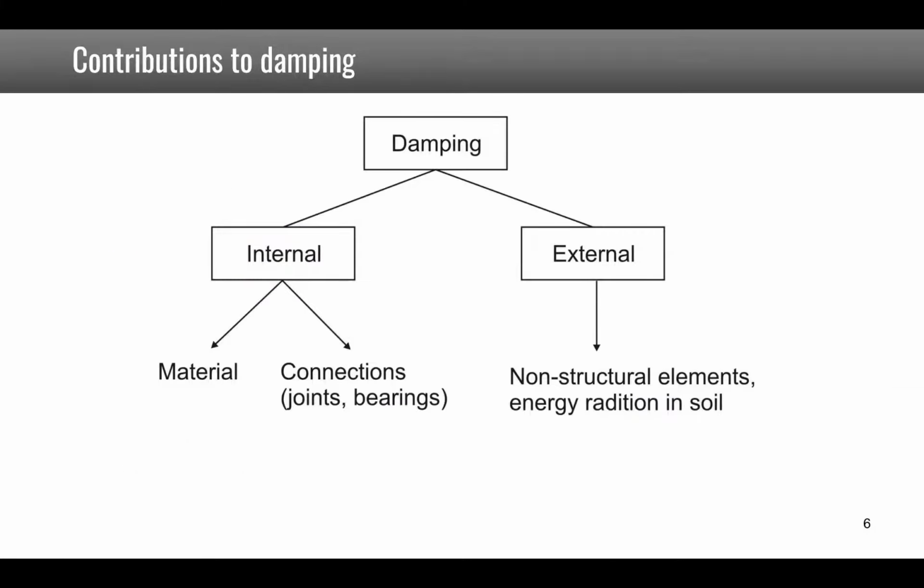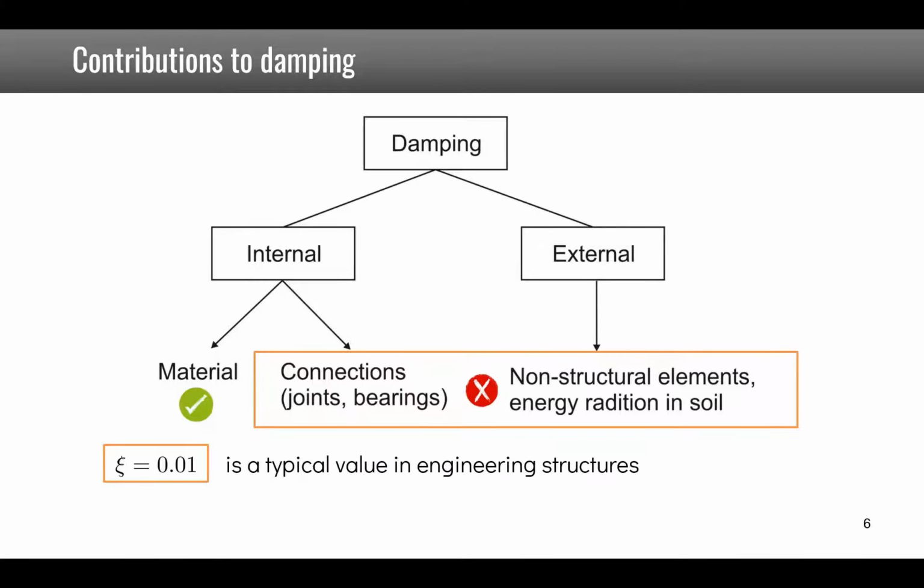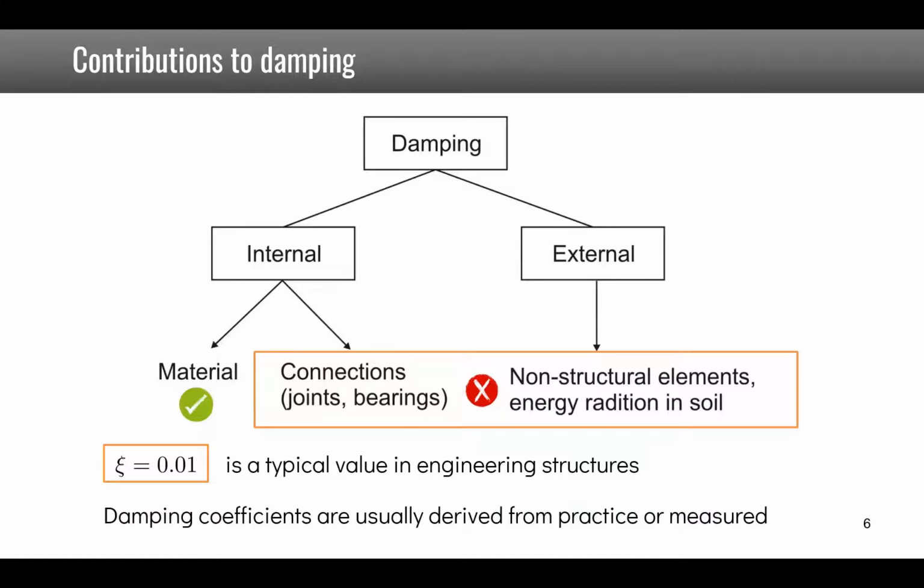Now, coming back to the origins of damping, we just discussed material damping, but for connections and non-structural elements, it is much more difficult to have quantitative values of the damping brought by these elements. Typically, a value for psi in a civil or mechanical engineering structure is about 1%. This is quite a bit higher than the values for the materials themselves, where steel, for example, is 0.1%, so a lot of dissipation actually comes from these connections or non-structural elements. Which means that in practice, because these values cannot be assessed beforehand, damping coefficients are usually derived from practice, if you already know about a type of structure, or measured.